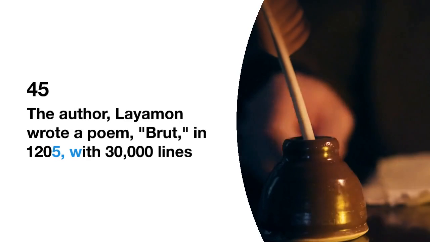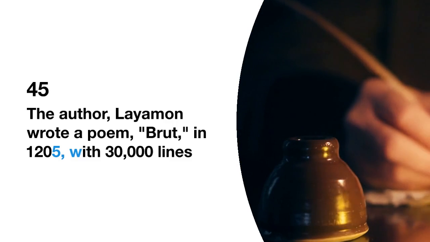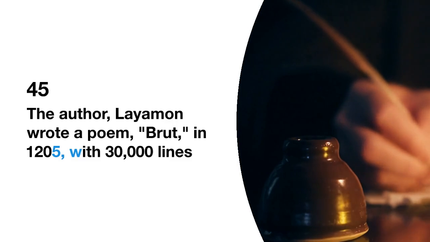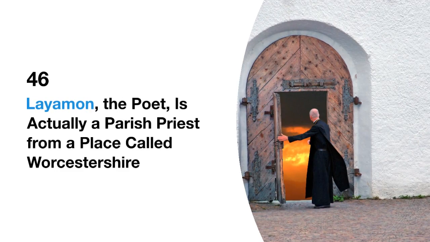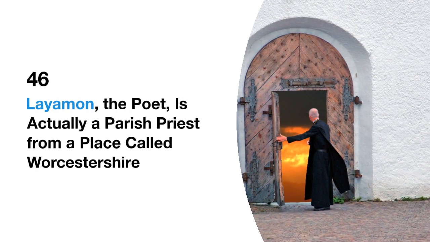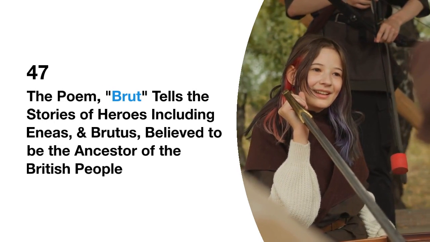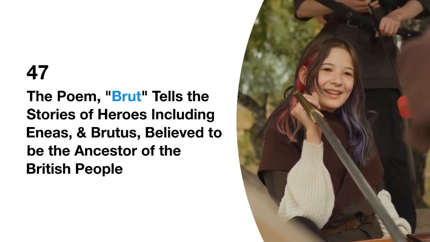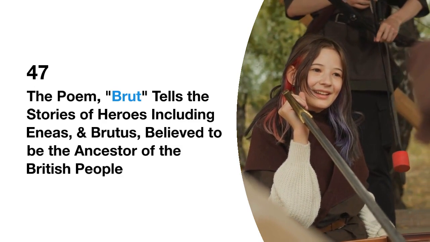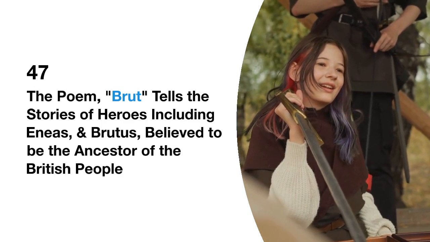45. The author Layamon wrote a poem, Brut, in the year 1205, and the poem consists of about 30,000 lines. 46. Layamon, the poet, is actually a parish priest from a place called Worcestershire. 47. The poem Brut tells the legendary and historical stories of heroes including Aeneas and his descendant Brutus, believed to be the ancestor of the British people.